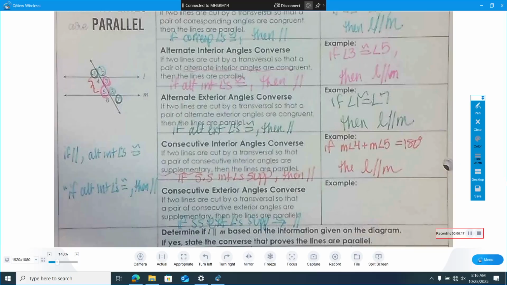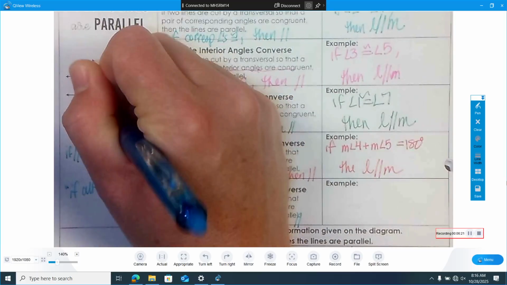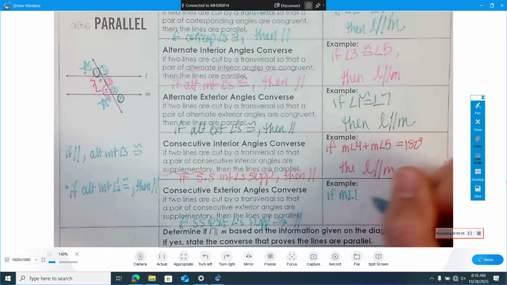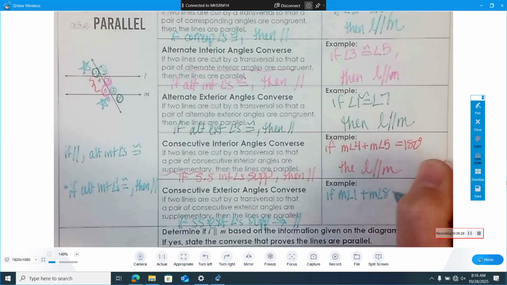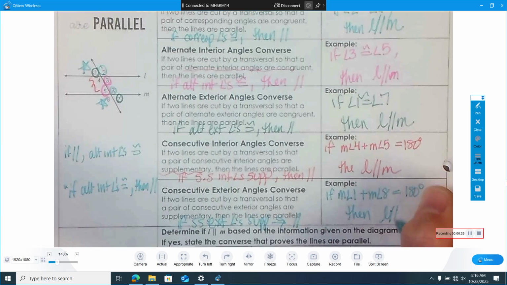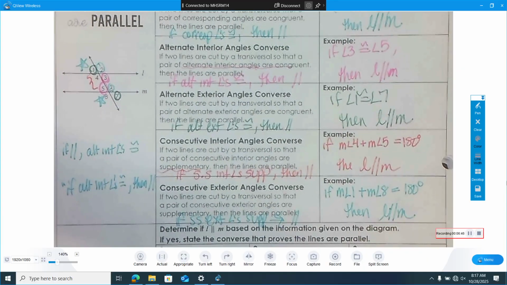Give me an example of same side exterior angles. 1 and 8. Sure, I'm going to give those a little star, angle 1 and angle 8. So if the measure of angle 1 plus the measure of angle 8 equals 180 degrees, then L must be parallel to M. All right, so we are using all of these reasons today to prove that lines are parallel, which is basically the reverse of what we've been doing all the time.